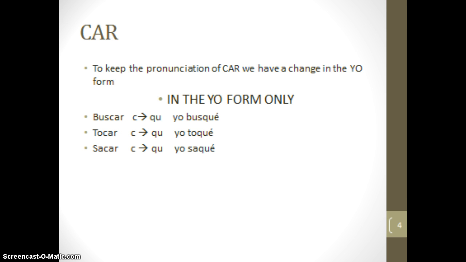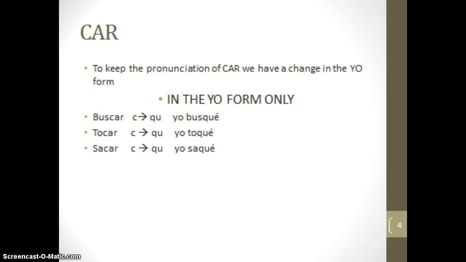To keep the pronunciation of the car verbs consistent, we have a change in just the yo form. So the C in the car verbs turns into a QU in the yo form only. So instead of writing it with a C, we're going to write it with a QU. Okay, so if I want to say I looked for, the C becomes a QU in yo busqué.